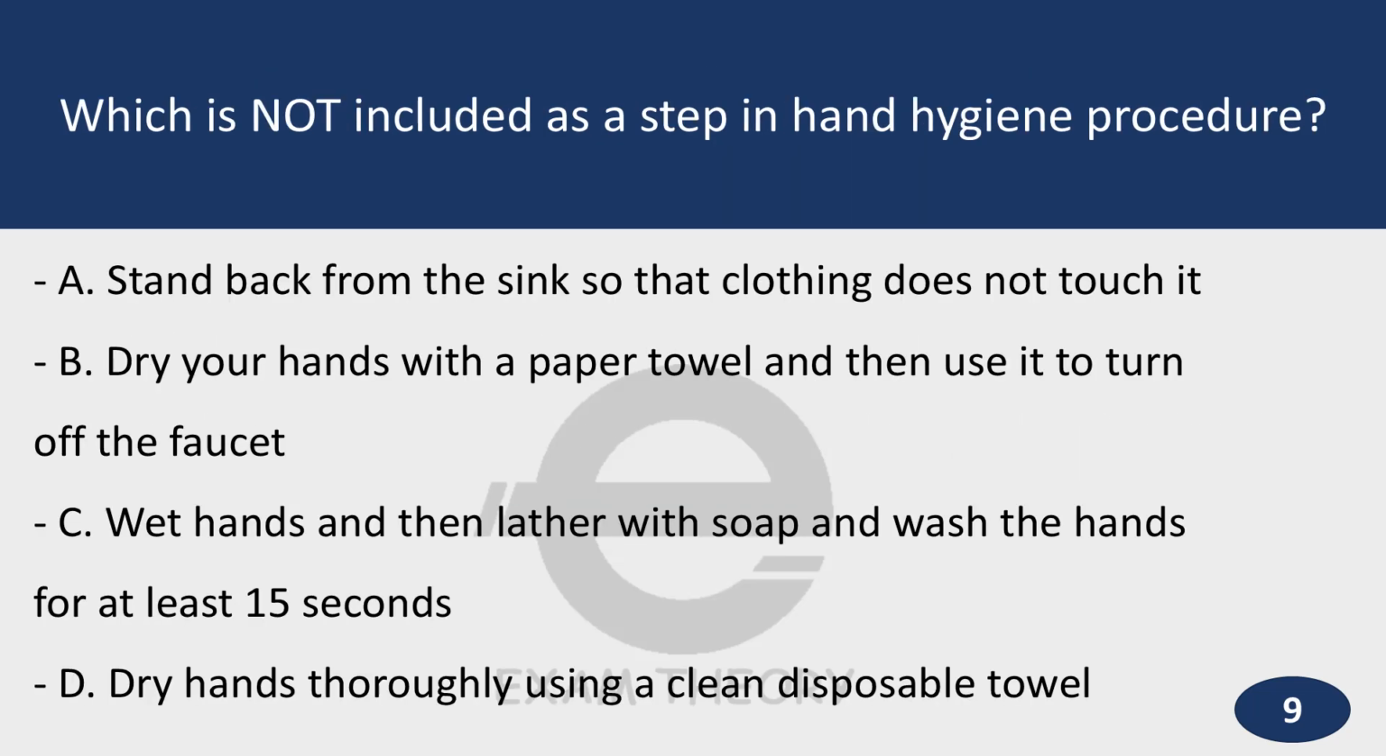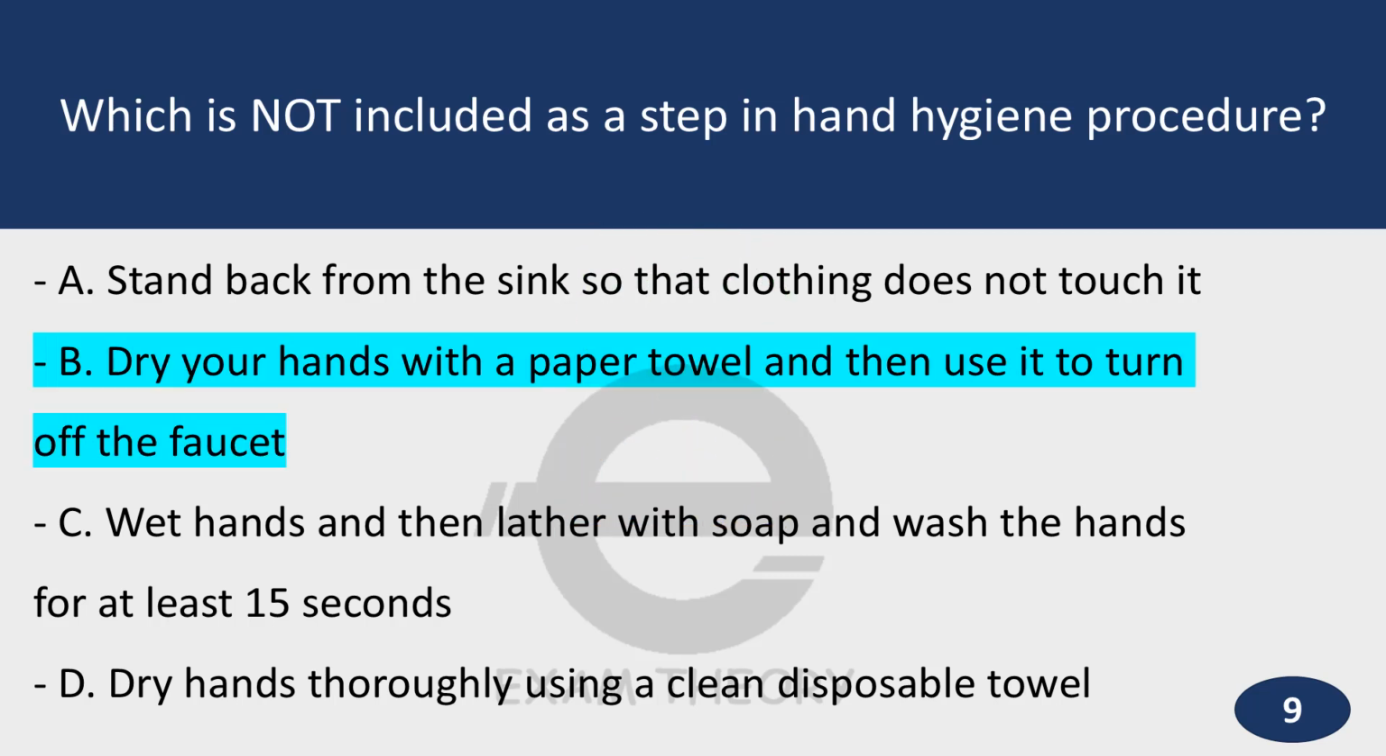Which is not included as a step in hand hygiene procedure? A. Stand back from the sink so that clothing does not touch it. B. Dry your hands with a paper towel and then use it to turn off the faucet. C. Wet hands and then lather with soap and wash the hands for at least 15 seconds. D. Dry hands thoroughly using a clean disposable towel. The correct answer is B. Dry your hands with a paper towel and then use it to turn off the faucet.